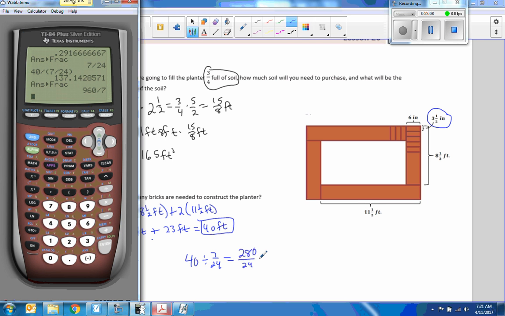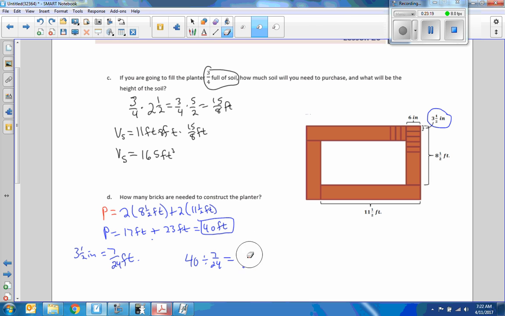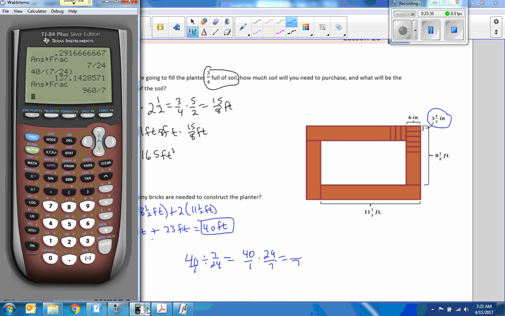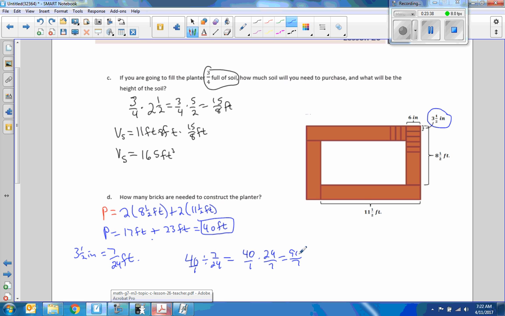Okay, so that's going to equal 960 over 7. Oh, I see what's happening. I know what I did now. It's division. So I cannot divide a number by a fraction, so I have to multiply by its reciprocal, and that's going to give me 40 times 24, which is this 960, and that came out to be 137.1 bricks.